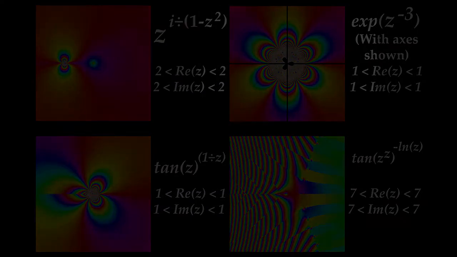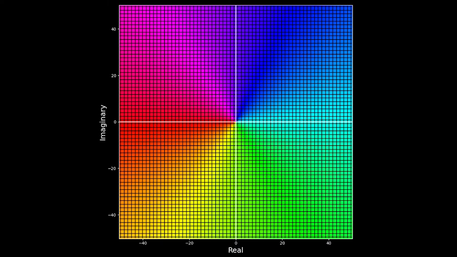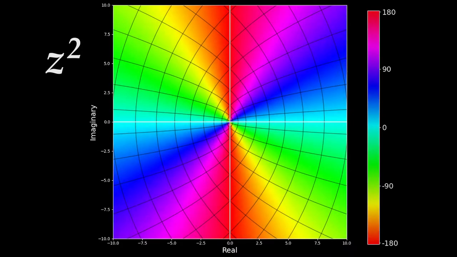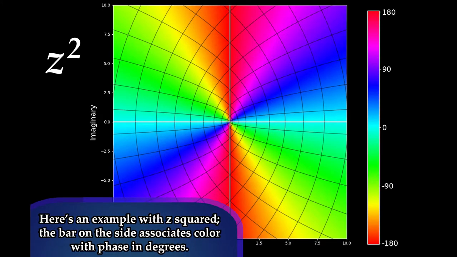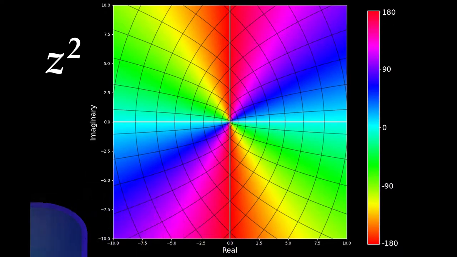One thing you can do to get even more information about a transformation is superimpose continuous lines on top of a colored image of the plane. This simultaneously shows how a transformation warps grid lines in the plane and how the transformation affects phase.